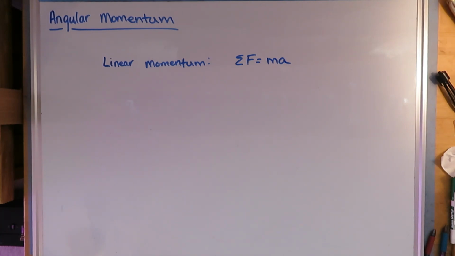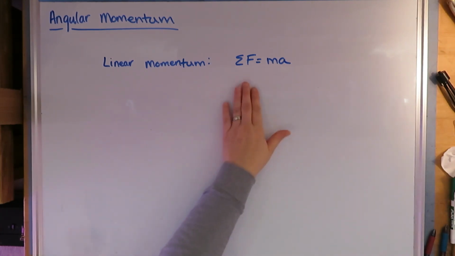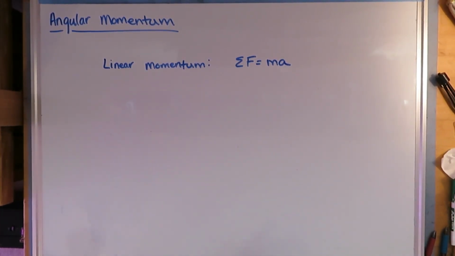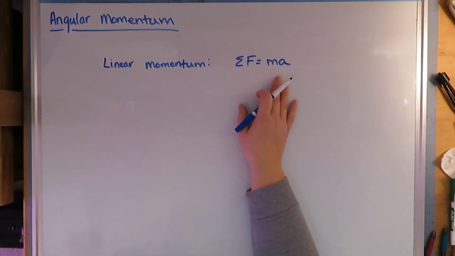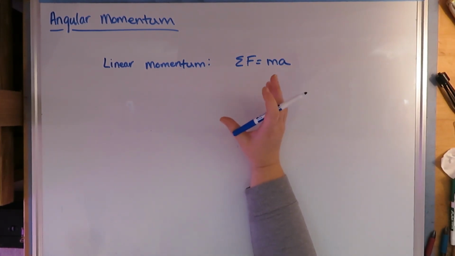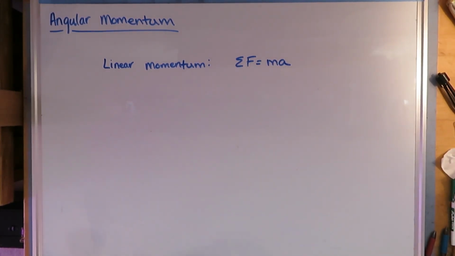So before we talk about angular momentum, let's talk a little bit about linear momentum. When we originally learned about linear momentum, we started off with Newton's second law, and we said that net force is equal to mass times acceleration. Linear momentum is difficult to describe because it's a mathematical construct. We know that objects that are moving and have mass have momentum, and bigger objects have the tendency to keep moving longer. That's kind of like inertia.